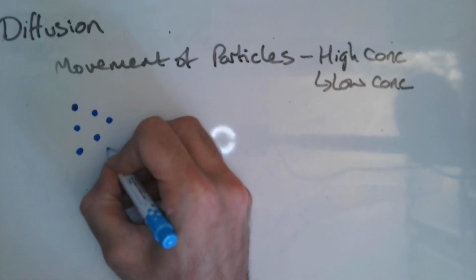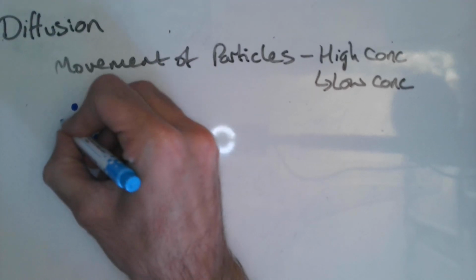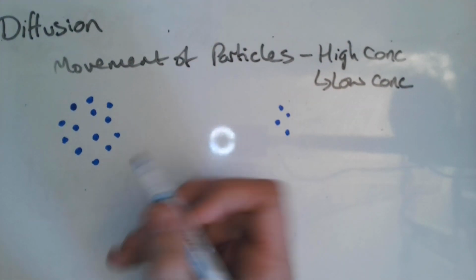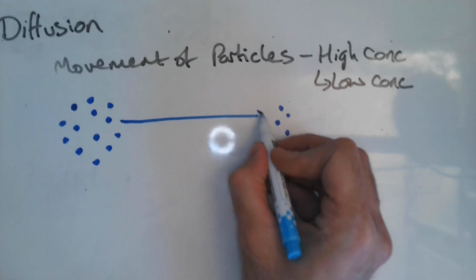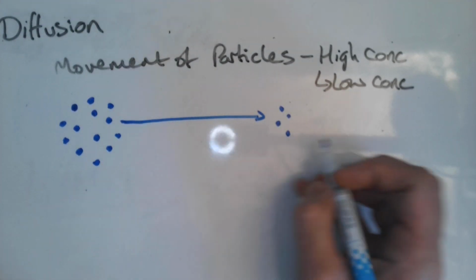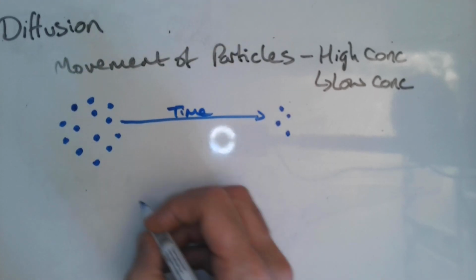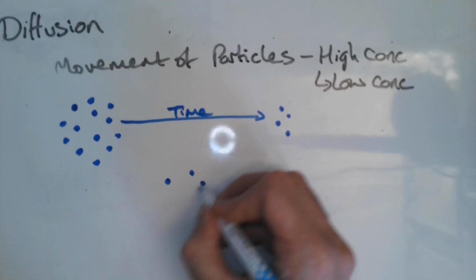a high concentration, like so, and maybe one over here where we've got a much lower concentration. And all that's going to happen is these particles are going to move from where we've got a high concentration to a lower concentration over time until we reach this idea of equilibrium.